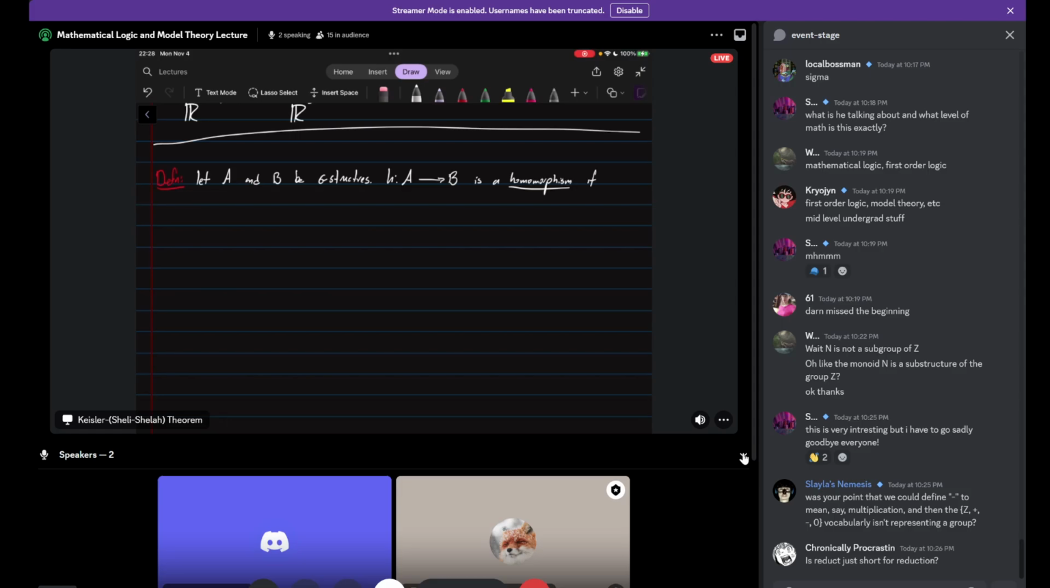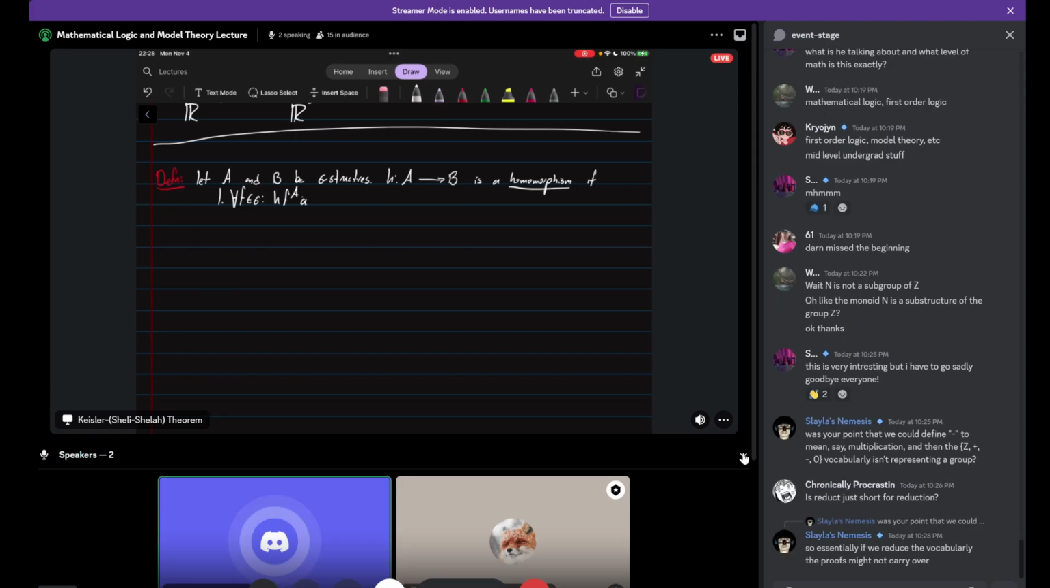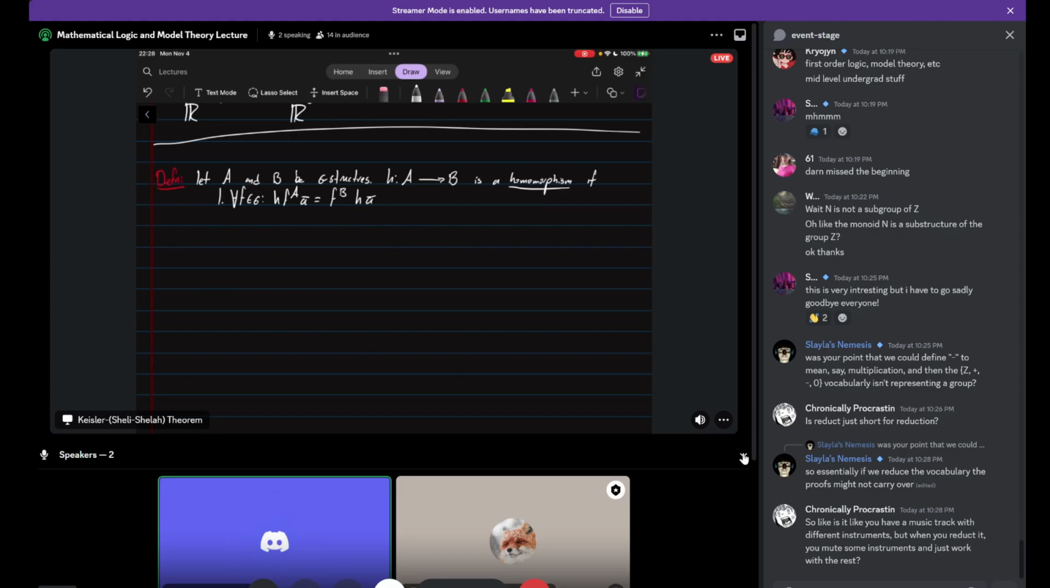if, firstly, one, for all F in the signature, H of F of A is equal to F of B of H of A. Okay, this is maybe a little confusing, but if I write it out, H of A is equal to HA1 through HAN. So if I write this out explicitly, let's say with an example, let's say F is equal to addition. What I'm saying here is H of A plus B is equal to H of A plus H of B.